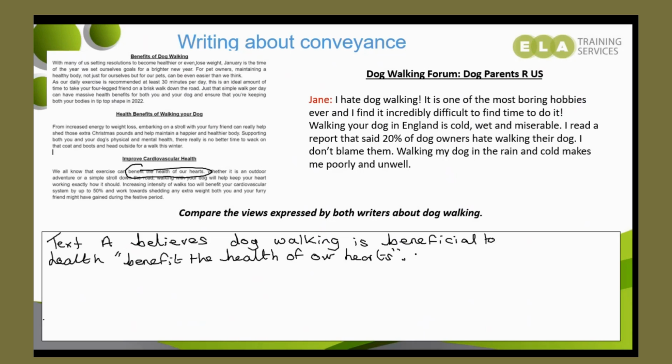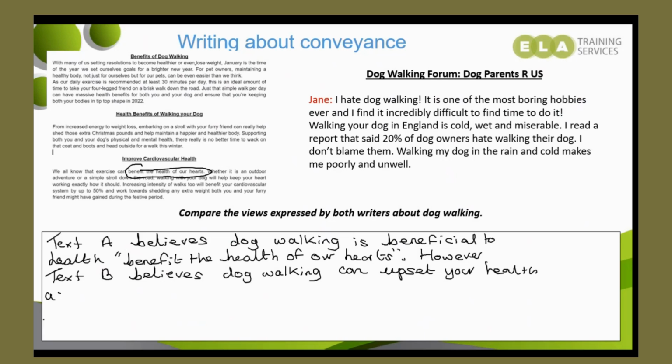And then we're going to contrast it. So then we're going to say, however, text 2, or text B, believes dog walking can upset your health. As the writer says, or as the writer suggests. Then we're going to embed our quote into that phrase, makes me poorly or unwell. And we've done half the question.